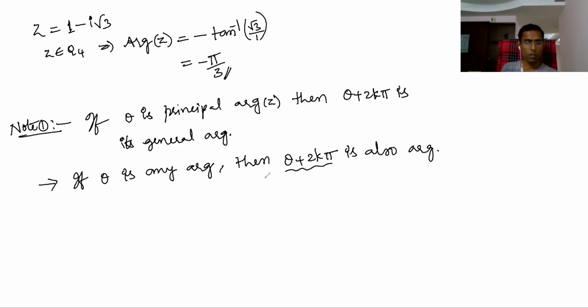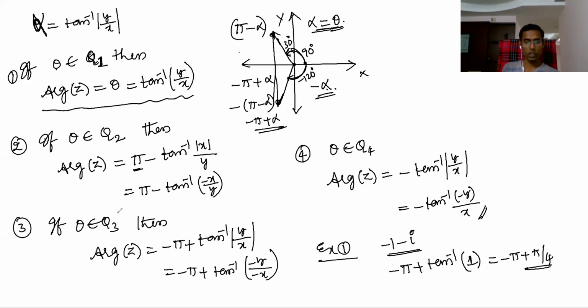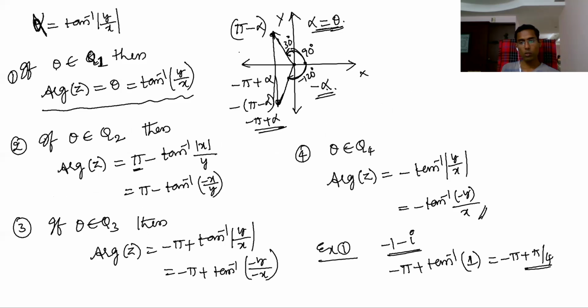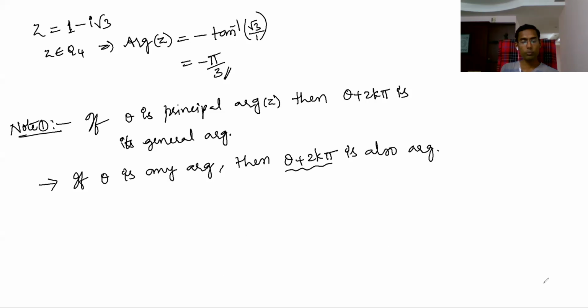So how do you recognize the principal argument? Okay, if it is in the interval minus pi to pi, then only it is the principal argument. Otherwise, it is a general argument. Okay, this formula is for the principal argument. Please understand, this formula is for the principal argument. All right.